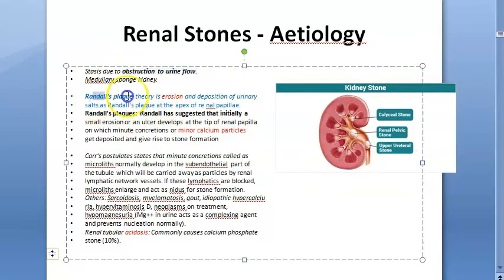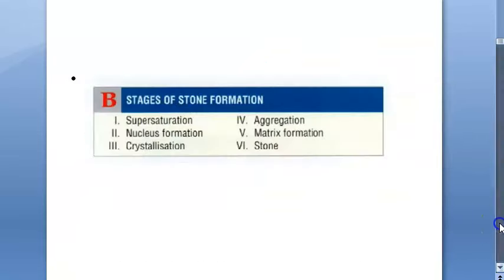Then you saw that there is the Randall plaque theory, which explains that there can be erosion, some kind of ulcer in the renal papillae. So whenever this kind of erosion or an ulcer develops in the tip of the renal papilla, there can be some deposition of calcium. So minor calcium particles can get deposited, and that can lead to stone formation. This much we have seen.